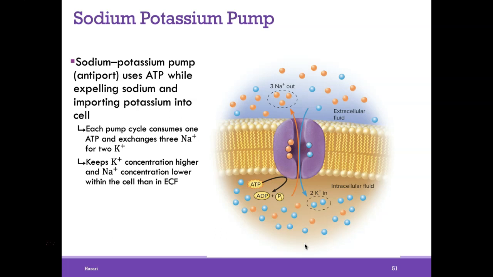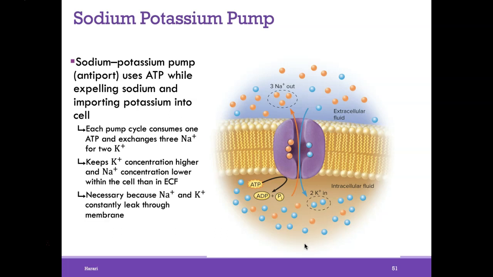Half of all the calories you eat every single day go to this one little protein. So it's pretty important. And every second, it can do up to 100 cycles per second. So again, we're using 10 to 100 ATPs per second to pump and to establish this proper electrochemical gradient. Right? Because again, it's really important to have this balance, or else our nerves won't be able to conduct electricity.